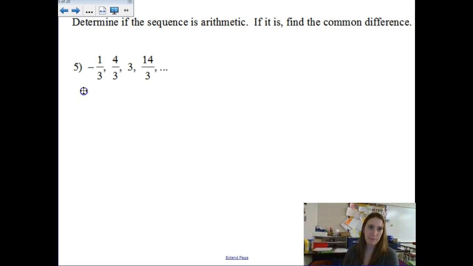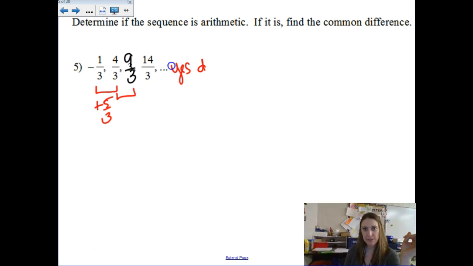Now this one, I get bothered when they flip between fractions and whole numbers because they reduced them. So what I'm going to do is compare apples to apples. I'm going to change 3 to 9/3, and then I can see something as far as patterns go. Here it looks to me like they added 5/3, and they did the same thing here, and then the same thing on the next term. So yep, this sure is arithmetic, and the common difference is that they're adding 5/3 to each term to hop to the next term.